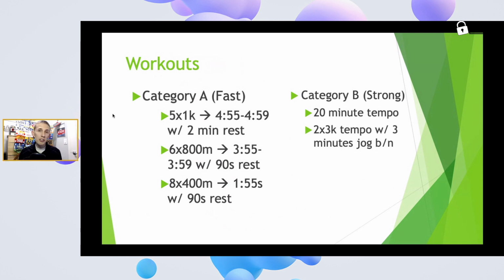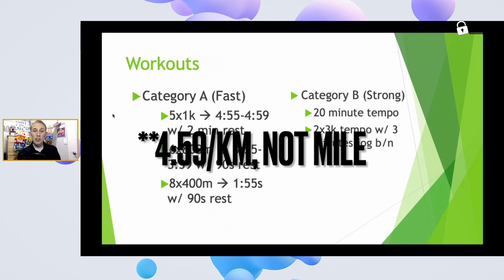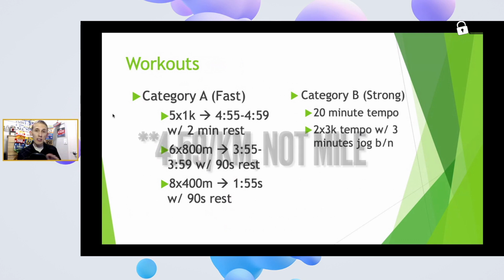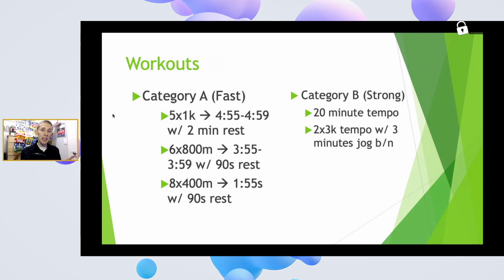So for example, here's a few different workouts that you can try to add into your weekly training. So one workout, for example, is 5 by 1K, hitting about 4:55 to 4:59 per rep with about 2 minutes rest in between. Remember, your target pace is 8:02 per mile or 4:59 per kilometer. So this is right at that barrier, or right at that threshold, maybe a little bit faster. Another workout, which is one of my favorites, is 6 by 800 meters.